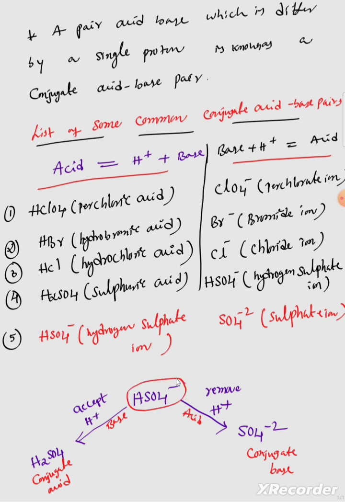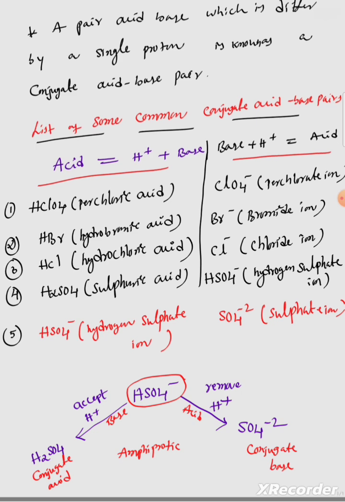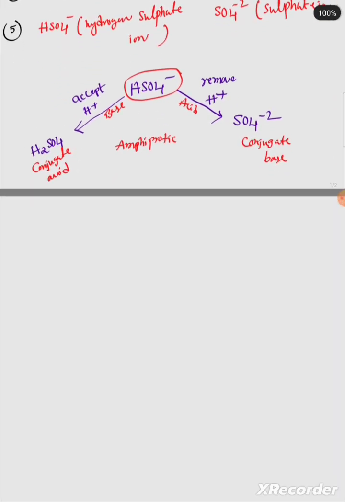From this example, the hydrogen sulfate ion HSO4 minus can act as an acid as well as a base. This type of substance we call amphiprotic substances. They can act as both acid as well as base. We will see a few more examples.